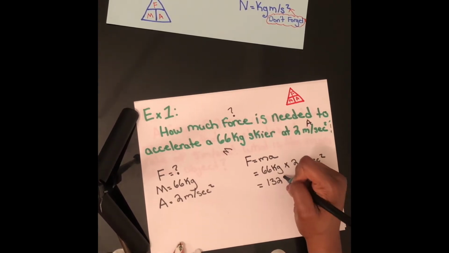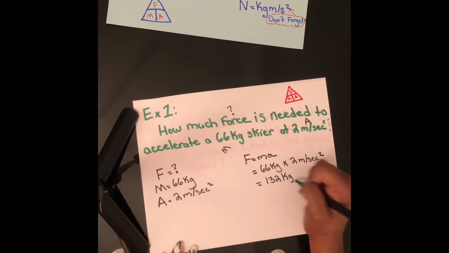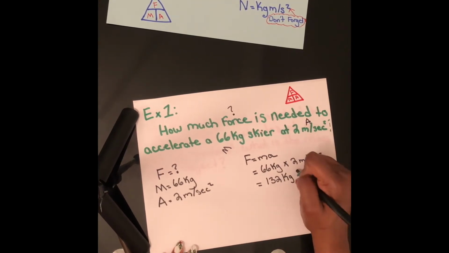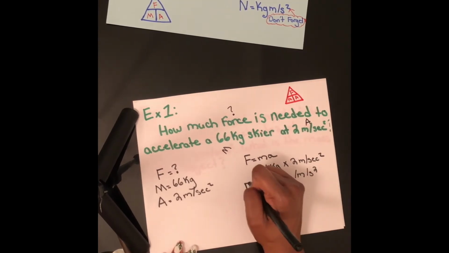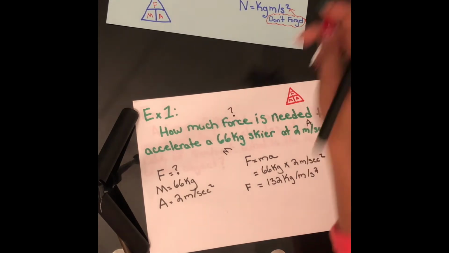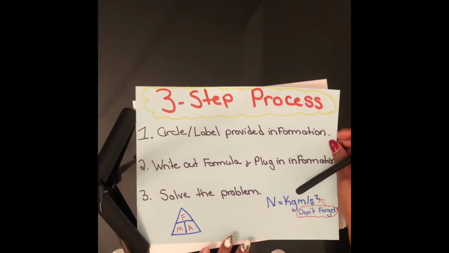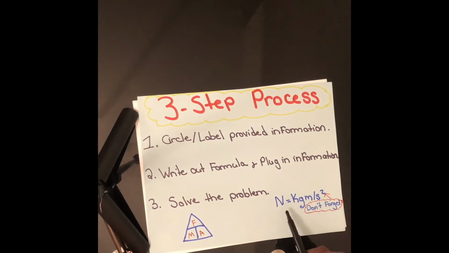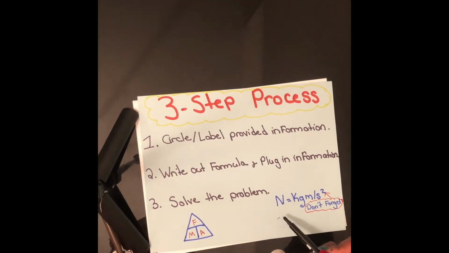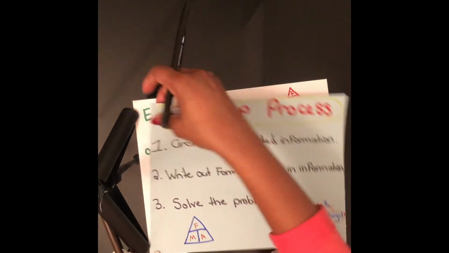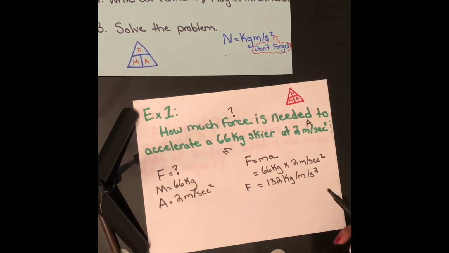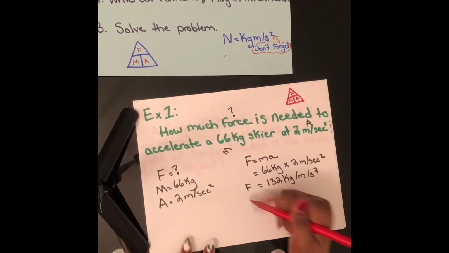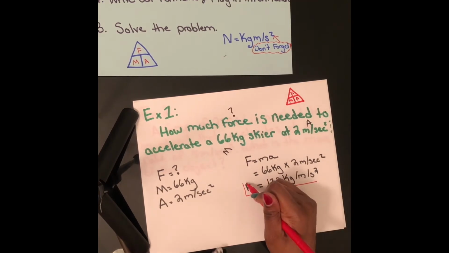We're going to bring down the kilogram, because we're looking for force, along with meters per second squared, and that is our force. And if you remember from the notes that we've taken before this, kilogram meters per second squared is the same thing as 1 Newton. So do not forget that. So even though we're writing out kilogram meters per second squared, it's basically the same thing as saying Newtons. And let's go ahead and put a box around our answer.